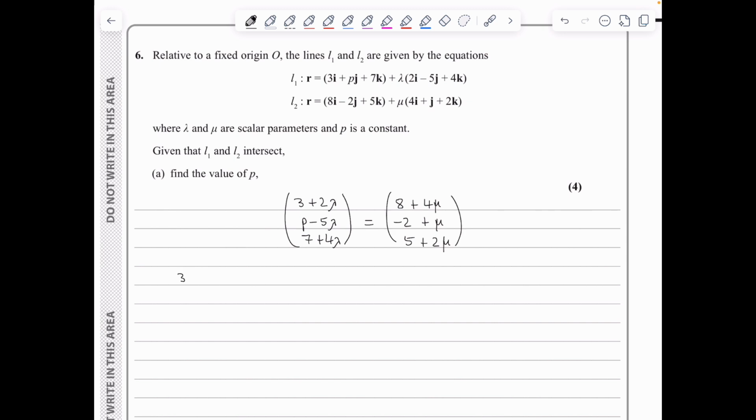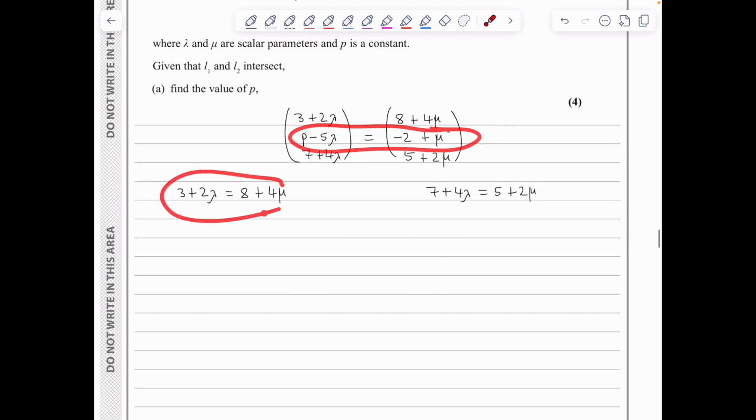We've got 3 plus 2 lambda is equal to 8 plus 4 mu, and we also have 7 plus 4 lambda being equal to 5 plus 2 mu. I have left out the middle equation because it involves p as well. The intention is to find lambda and mu out of these two equations and then go back into the third equation here to determine the value of p.